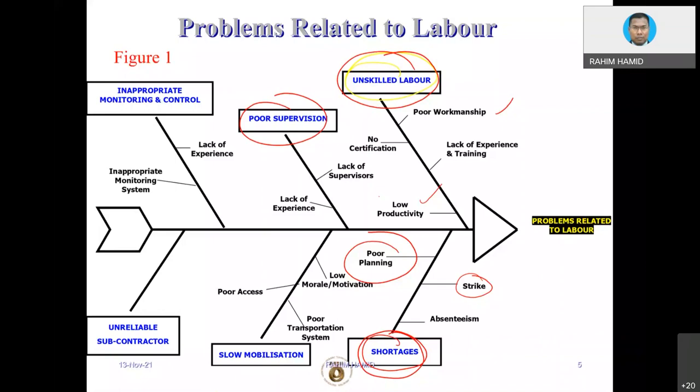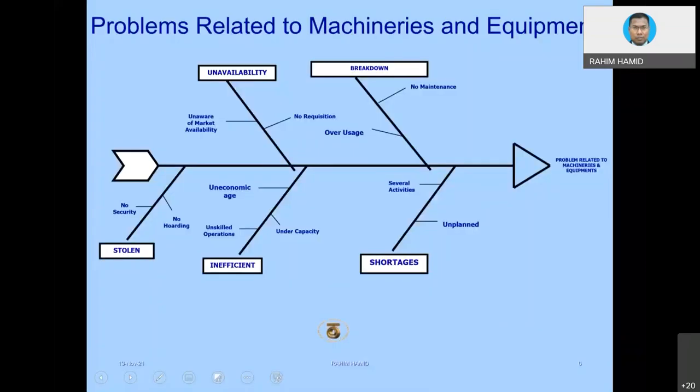All right. Then another example: machine. Machine also has problems. If we talk about material, there are also some problems. Some of the problems with machinery could be machinery breakdown, because we do not have a maintenance culture. We basically repair things when things are already broken. And then unavailability. We do not do a market survey. It has something to do with planning as well.